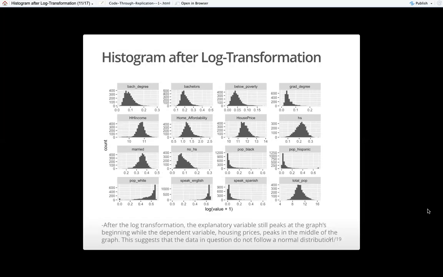So this is the histogram after log transformation. After the log transformation, the explanatory variable still peaks at the graph's beginning, while the development variable, housing prices, peaks in the middle of the graph. This suggests that the data in question do not follow the normal distribution.